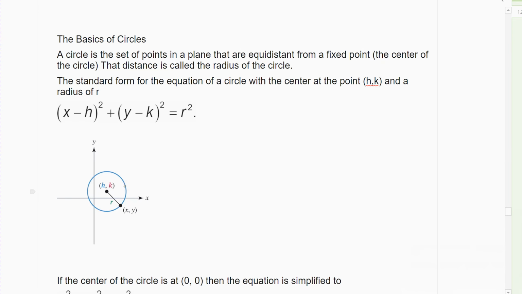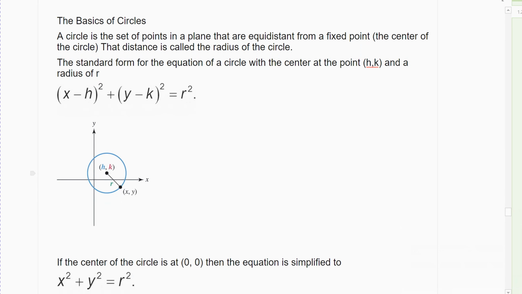Okay, so now circles. Remember it's Algebra 1, Algebra 2, so you've seen this before. This is just the basics of circles. By definition, a circle is a set of points in a plane that are equidistant from a fixed point. That fixed point is called the center of the circle. That equidistance from the center is the radius of the circle.